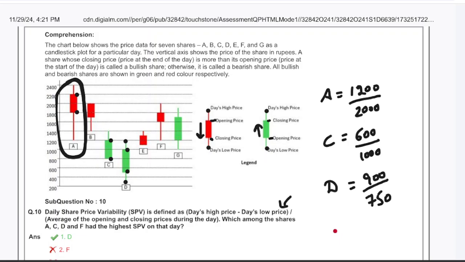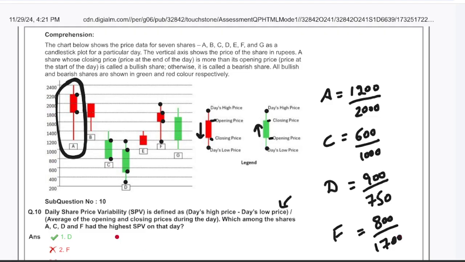And the last one, F. For F, we have the difference of 2000 and 1200, that is 800. Divide by 1800 plus 1600, divided by 2, that is 1700.